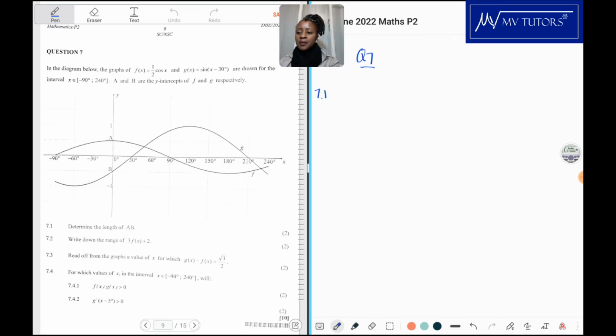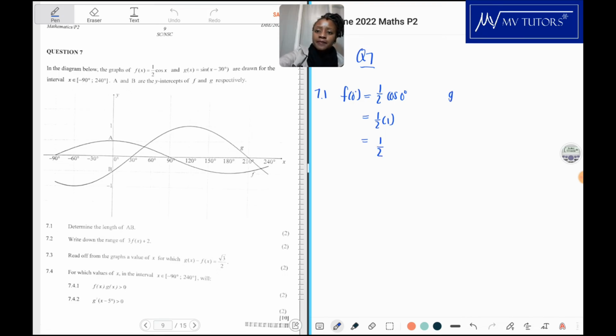Now 7.1, determine the length of AB. Since we've been told that they are the y-intercepts, when you want to determine the y-intercept, you put x as 0. So if I put 0 degrees for f, I have a half cos 0. Now, cos 0 degrees is 1. I hope you know that. So I have a half times 1, which is basically a half.